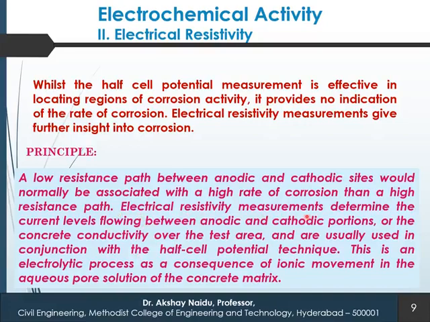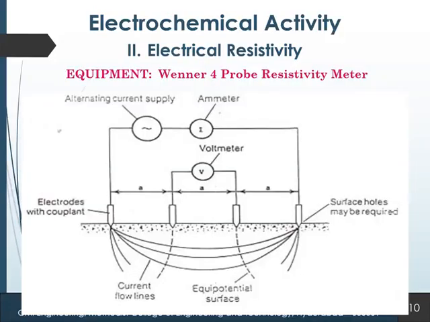So electrical resistivity measurements determine the current levels flowing between anodic and cathodic positions, or the concrete conductivity over the test area, and are usually used in conjunction with the half cell potential technique. This is an electrolytic process as a consequence of ionic movement in the aqueous porous solution of the concrete matrix. So for electrical resistivity, we use the Werner 4 probe resistivity meter.